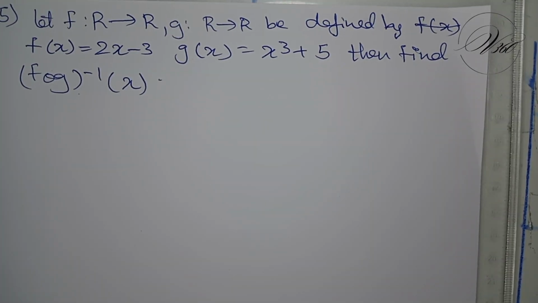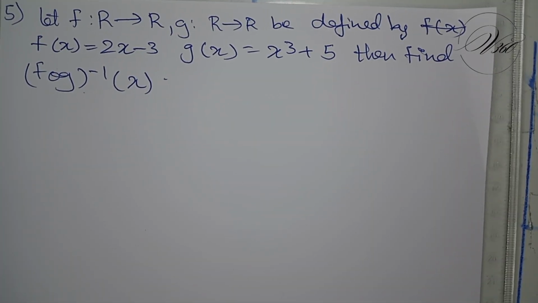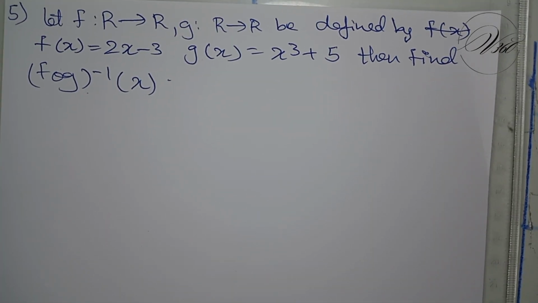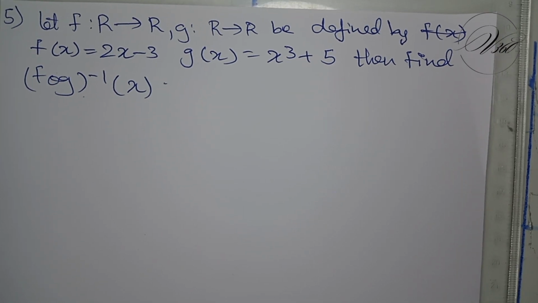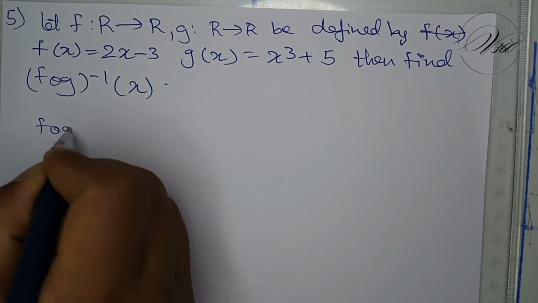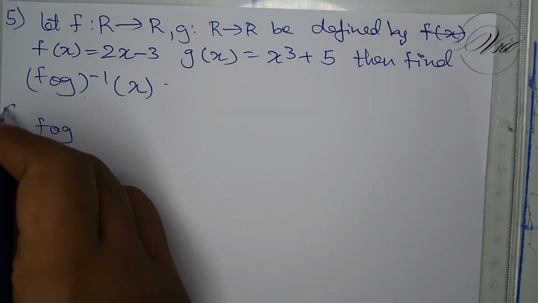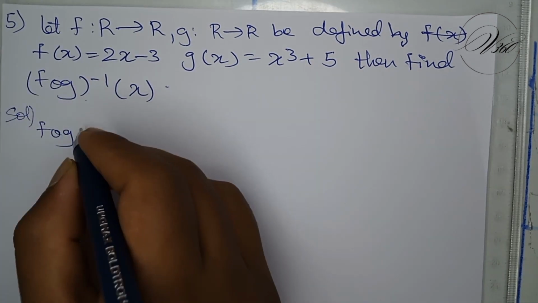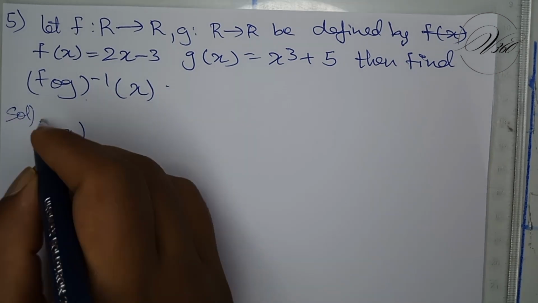We are going to start the fifth problem, that is, let F map R to R and G map R to R be defined by f of x is equal to 2x minus 3 and g of x is equal to x cube plus 5. Then find f of g inverse of x. Now we will find what is f of g. Okay, so we will solve the problem.